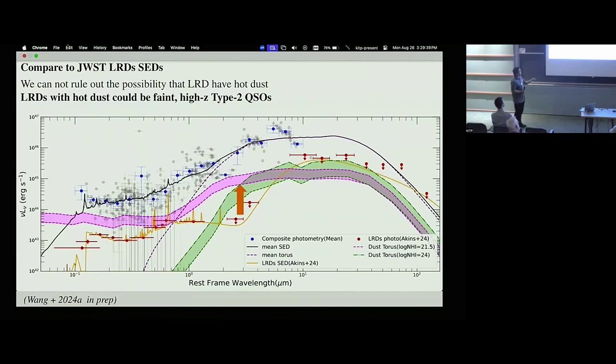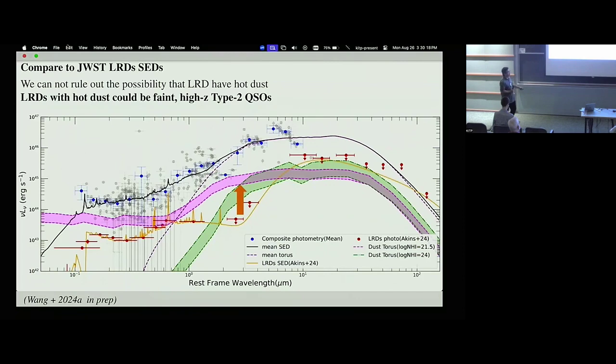In the hot dust part, I plot two hot dust torus templates here with the same bolometric luminosity as the LRDs. Because of the uncertainty, they have a shaded region, and also the contamination of this sample can bias the near-IR measurement here. So for now, from this sample, we cannot rule out the possibility that LRDs may still have hot dust. Considering the similarity in the rest-frame UV and the possibility of hot dust, maybe some LRDs with hot dust could just be very faint but highly obscured Type-2 quasars.